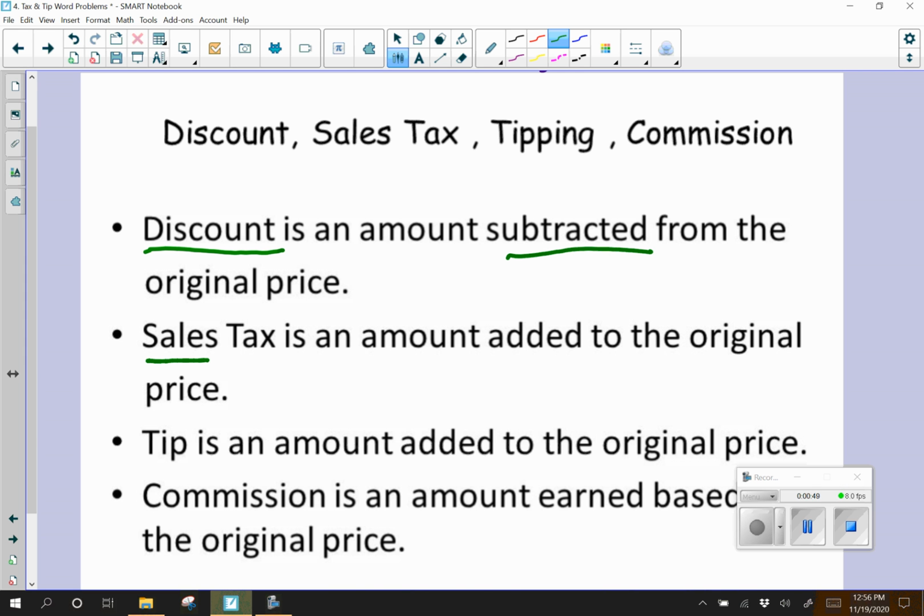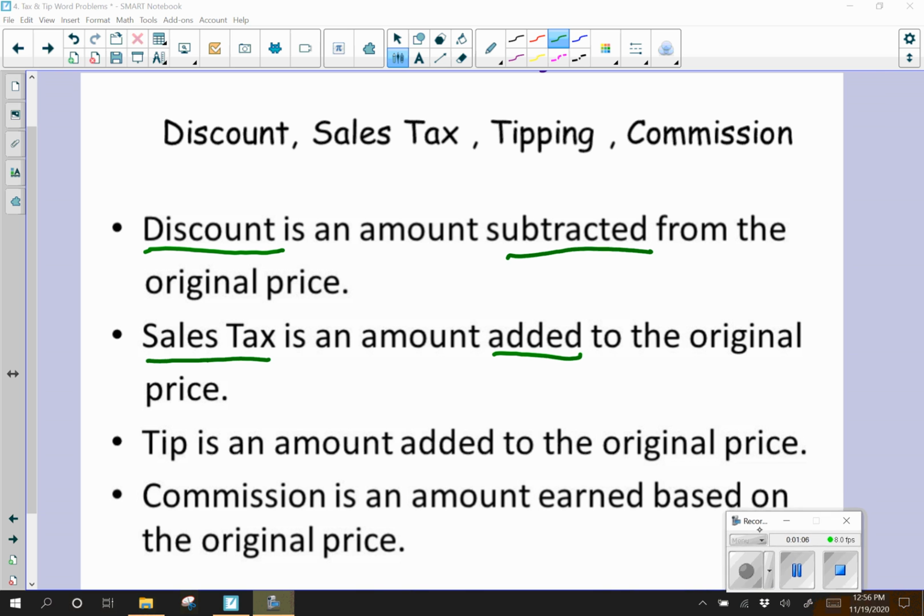Sales tax. Sales tax is an amount that is added to the original price. Now, sales tax is something that goes to the government. So it's a percentage that's added on to the original price that you pay, and it automatically goes directly to the government, whether it's on the state level. Typically, sales tax is a state tax.